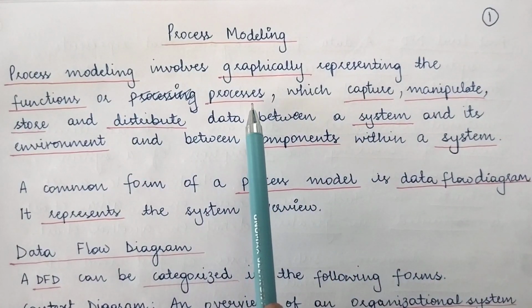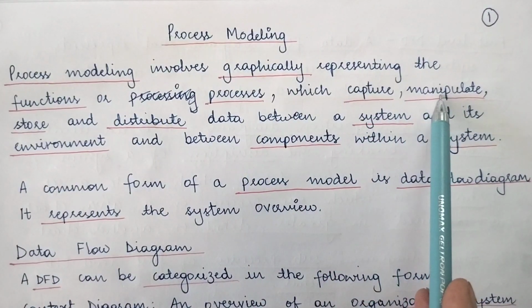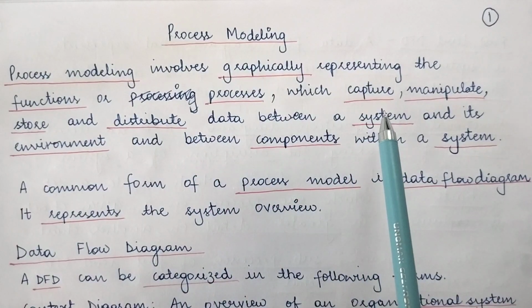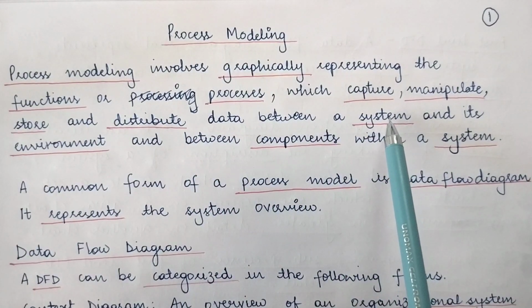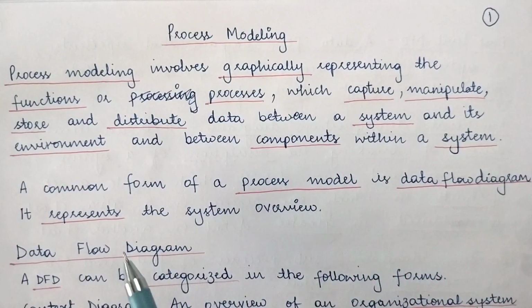And what do these processes or functions do? They capture, manipulate, store and distribute data between a system and its environment and between the components within a system. A common form of process model is a data flow diagram. So a common process model that we have heard or seen is the data flow diagram, also known as DFDs. The DFDs represent the system overview.